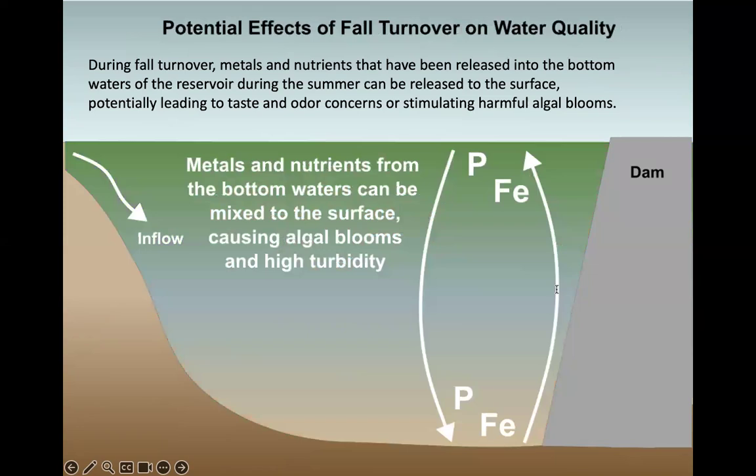Fall turnover can also have important effects on water quality. If metals and nutrients have built up in the bottom waters during summer stratification, they can be mixed to the surface of the reservoir during fall turnover. This can lead to high turbidity or increased cloudiness of the water, as well as taste and odor concerns. In addition, nutrients mixed to the surface may stimulate harmful algal blooms.